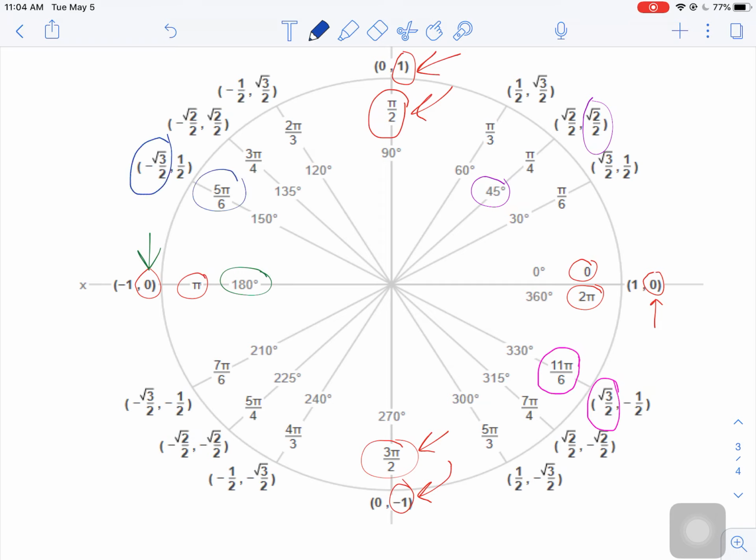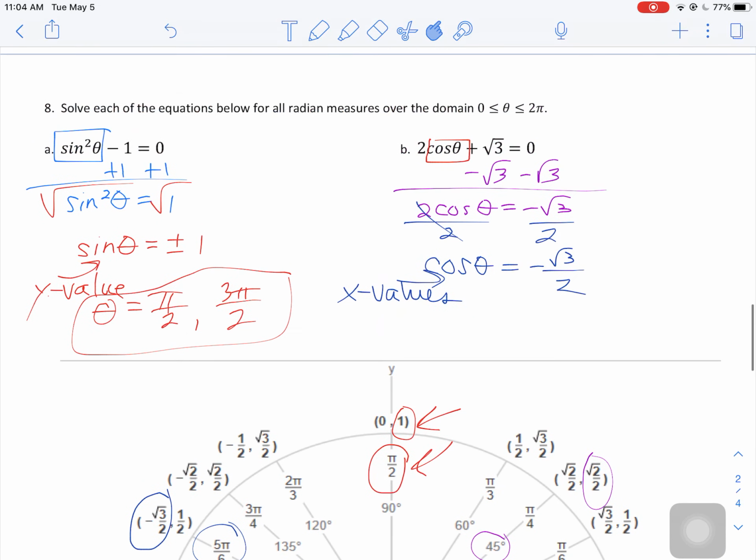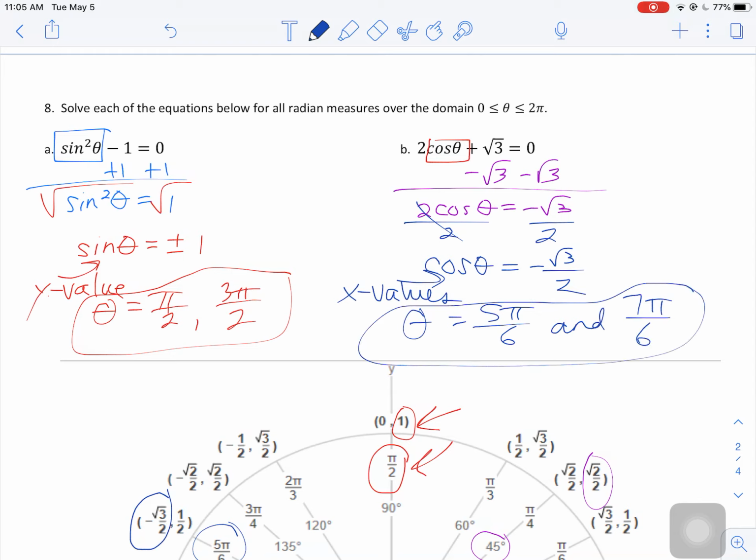So right here, 5 pi over 6 is one of our answers. And right here, 7 pi over 6 is one of our answers. And that should be it. So 5 pi over 6 and 7 pi over 6. And we know to use radian measurements because it says so in the directions. And then that's it.